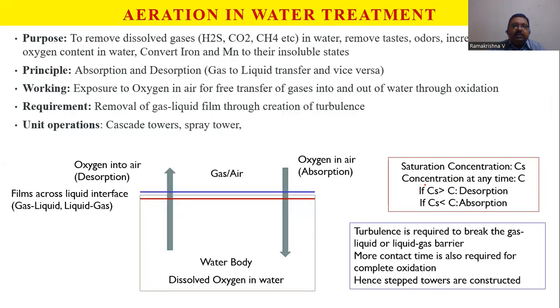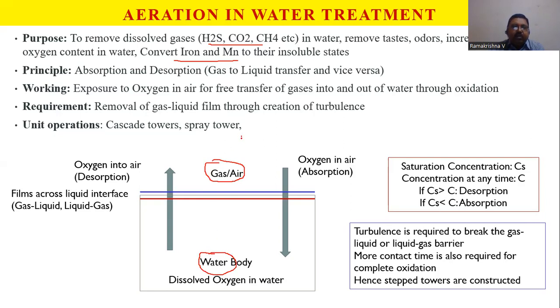The other one is aeration, to remove dissolved gases or create more of an oxidation process. The gases that are there should be removed, along with some inorganic salts like iron and manganese, which should be converted into the corresponding oxides. Here, what you have to remember is that in the entire process we are talking about two states: one is gas, another is water. Two different phases, gas phase and liquid phase.